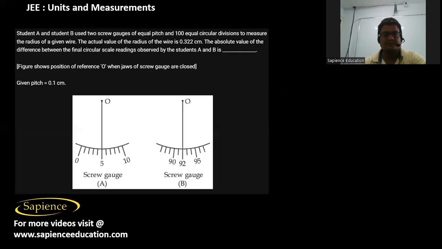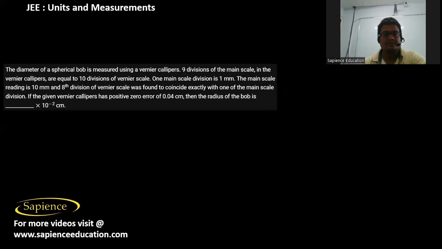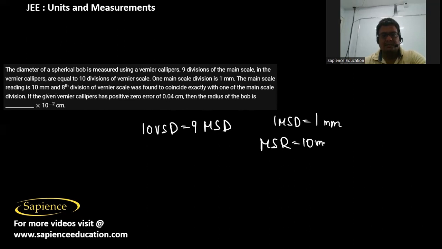Then here it is told that the diameter of a spherical bob is measured using vernier calipers. 9 divisions on the main scale in the vernier calipers are equal to 10 divisions on the vernier scale. So 10 vernier scale divisions equal 9 main scale divisions, and 1 main scale division is equal to 1 millimeter. The main scale reading is 10 millimeter, and the 8th division on the vernier scale was found to coincide exactly with one of the main scale divisions. So the vernier coincidence is 8 here. Therefore, the vernier scale reading will be 8 into the least count.